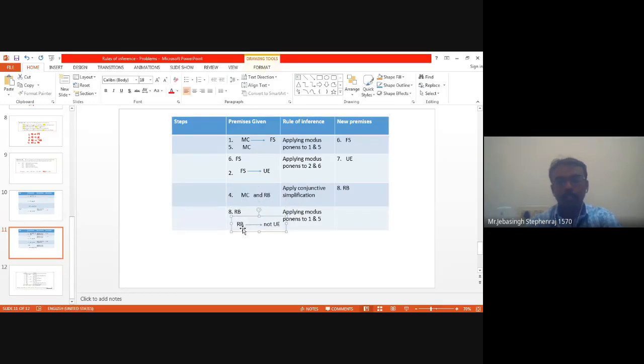This is the first statement. I am applying the modus ponens rule to 3 and 8. When I apply modus ponens to 3 and 8, RB, what is the conclusion? Not UE. Similar to before: MC, FS, MC, what is our conclusion? FS. Similar logic is used here. I call it 9, and the conclusion is not UE, not uneducated. Now if I combine the 7th and the 9th statement, I get a contradiction. That's the last step.